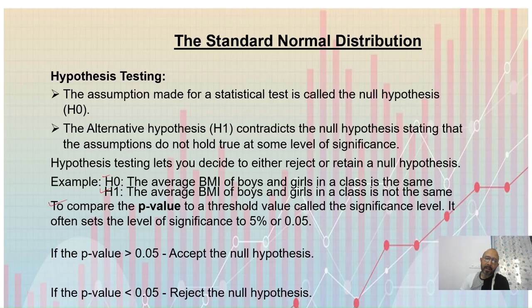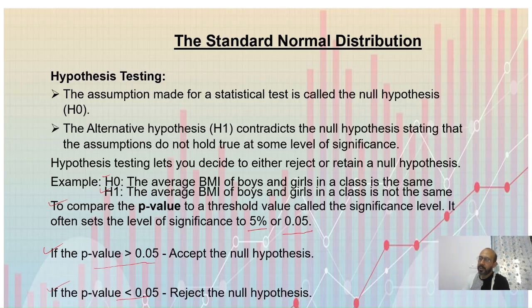Compare the p-value to a threshold value called the significance level. It is often set at 5% or 0.05. If the p-value is greater than 0.05, accept the null hypothesis. If the p-value is less than 0.05, reject the null hypothesis.